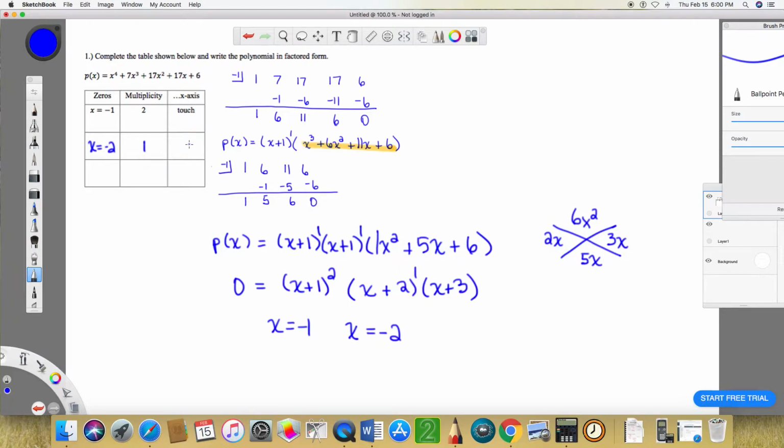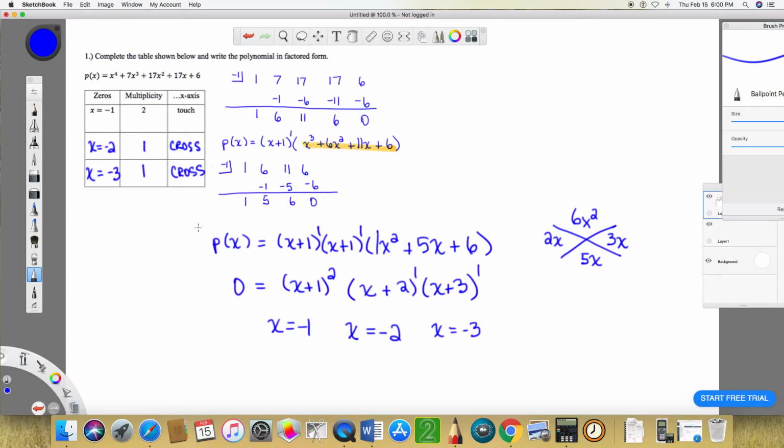That exponent is 1. So I know this is a cross. And over here, x plus 3, if it were to equal 0, x would be negative 3. That multiplicity is 1 as well. And so it's a cross.